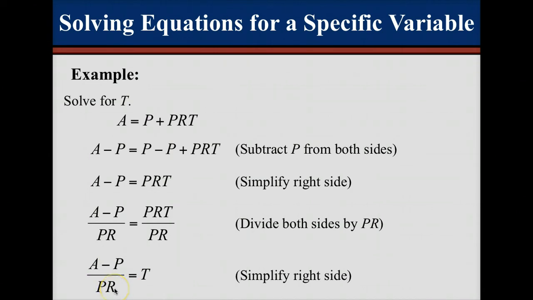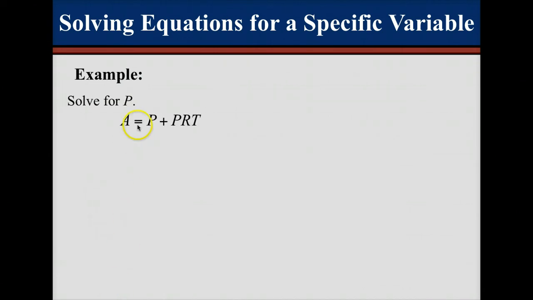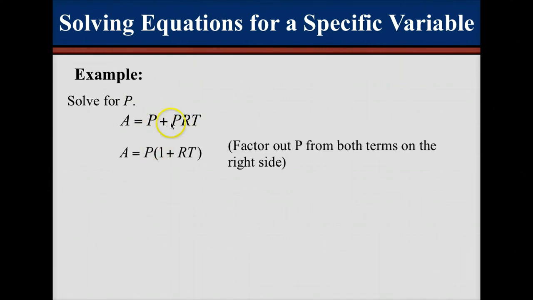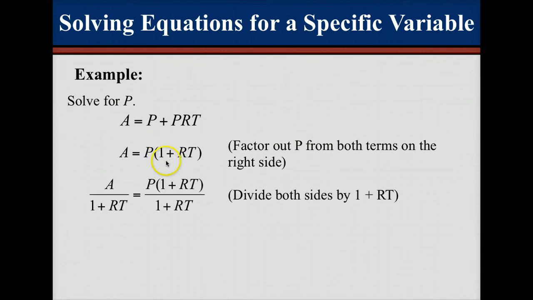Let's do another one. We're using the same formula, but this time we're asked to solve for p. So I look at my formula and I notice there's a p in both of these. So let's factor out a p from both of these terms. And now I've got p multiplied by 1 plus rt. The opposite or the inverse operation of multiplication is division. So let's divide both sides by 1 plus rt. So my answer will be that p is equal to a over 1 plus rt. Very good. Now it's time for you to practice on your own.